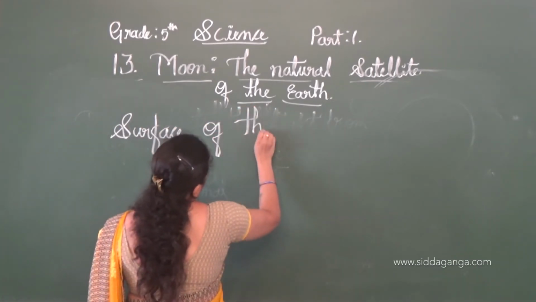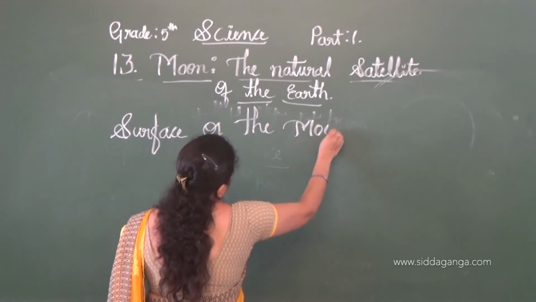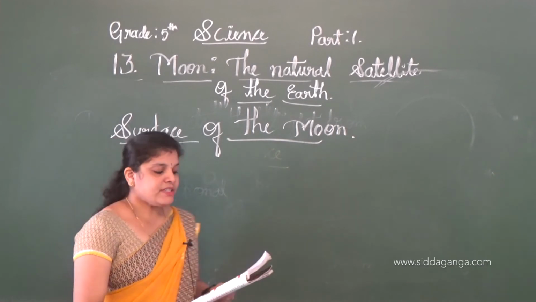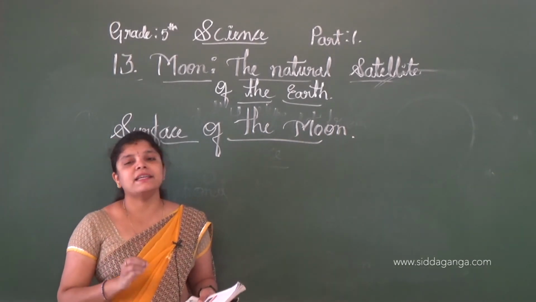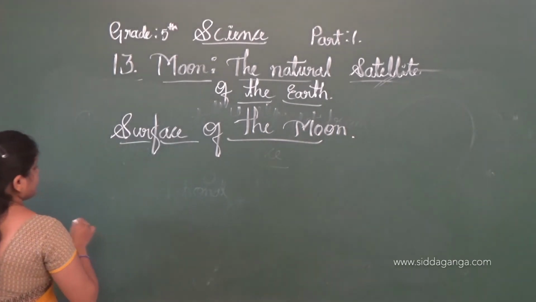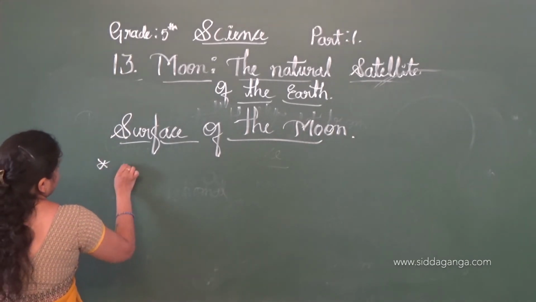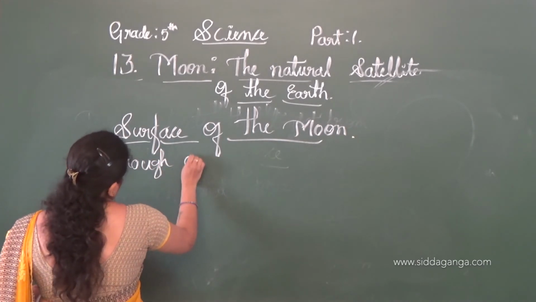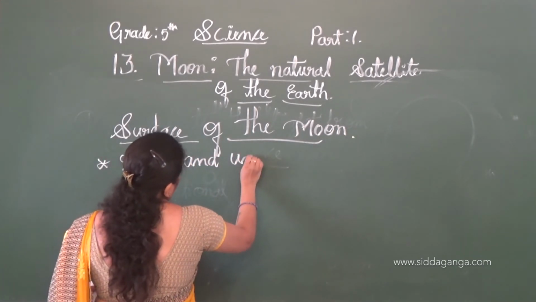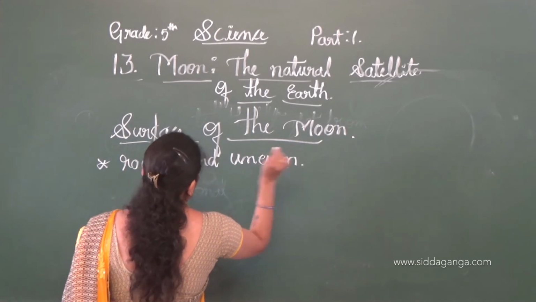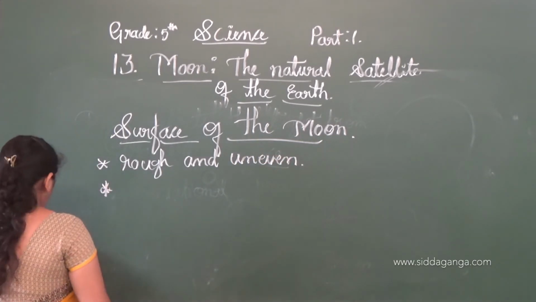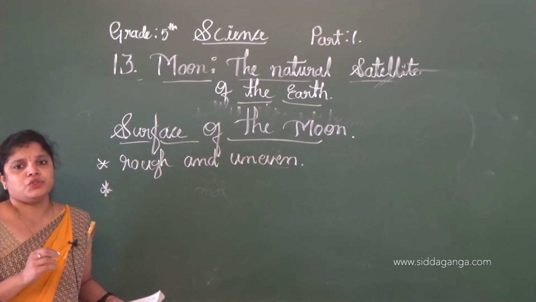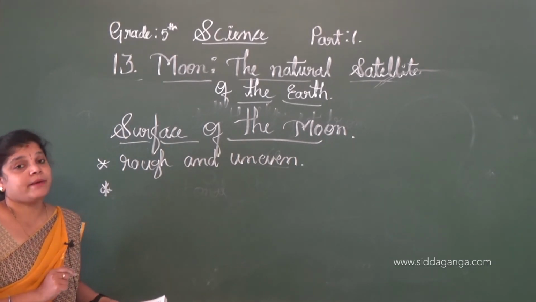Surface of the moon. Yes, the surface of the moon is rough and uneven. The surface of the moon is rough and uneven. Okay, and it is made up of great plains and tall mountains.